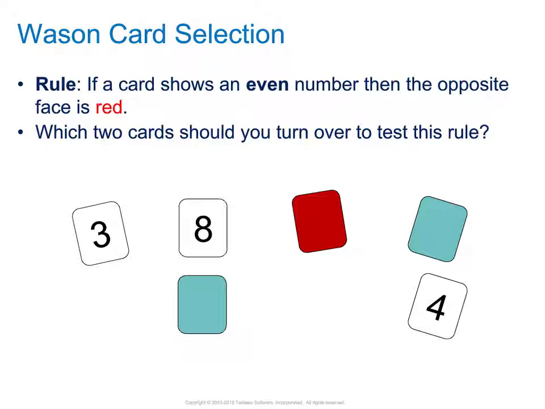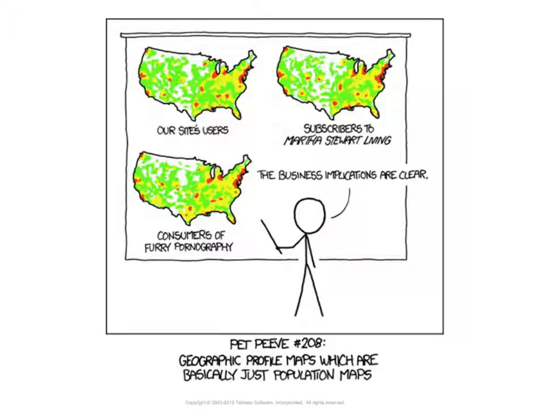And this comes up all the time. Here's a very amusing example from the XKCD comic strip, where the little guy is looking at 3 different views: one of user sites, one of Martha Stewart Living, and one of consumers of furry pornography. And the key thing here is that all 3 of these views relate to the fact that there's a standard distribution of population in the United States. And so you need to go off and realize that there's additional data involved in here, rather than thinking there's some correlation between these 3 views.